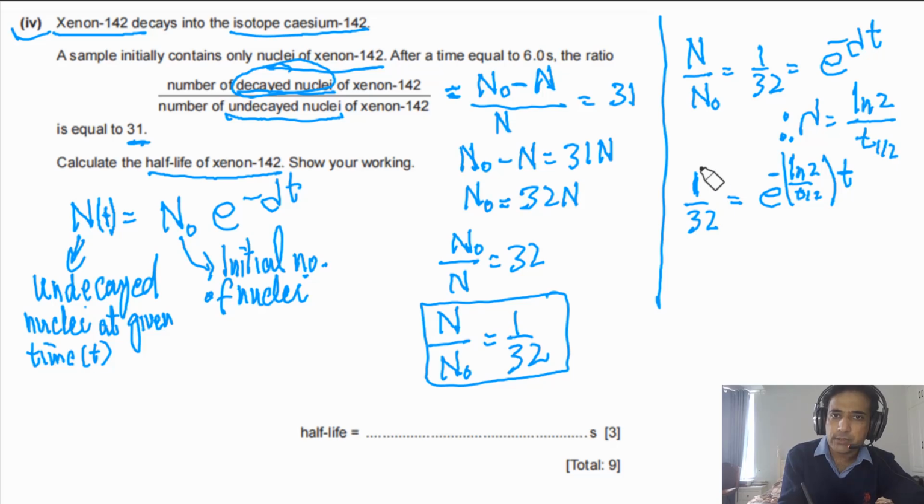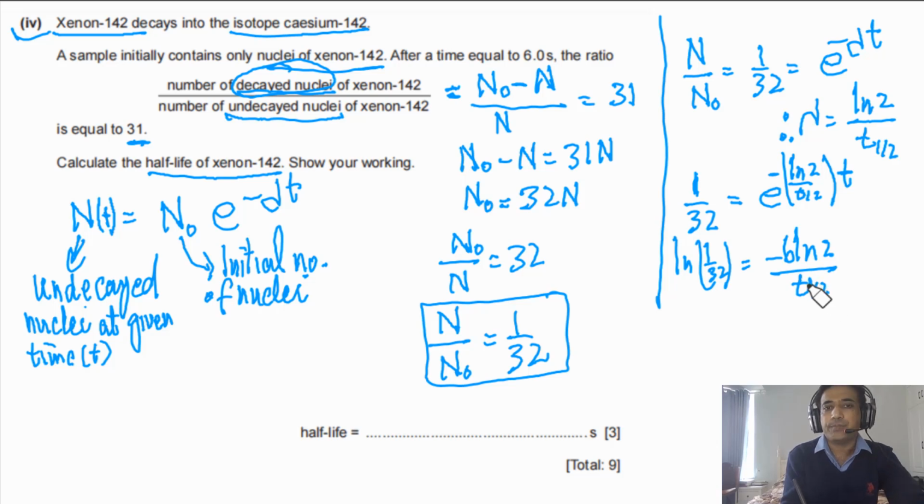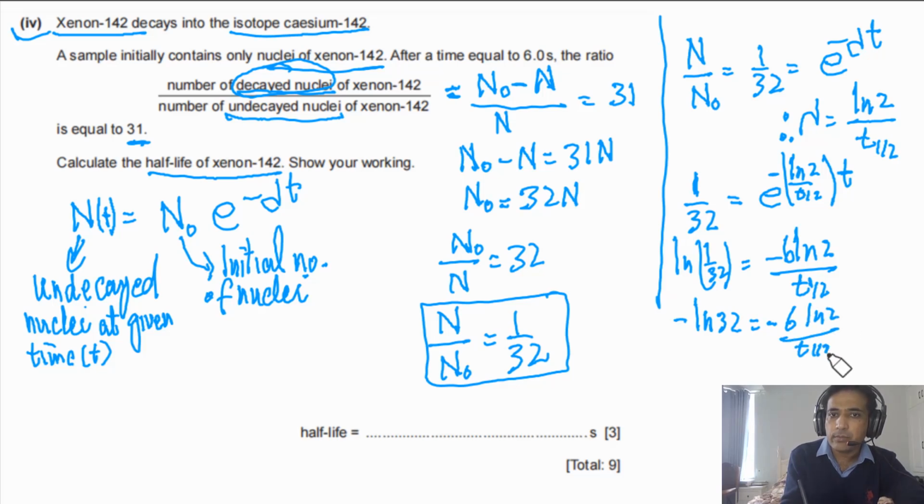Now if we take ln on both sides, here we have ln of 1 over 32, and if we take ln on the other side, ln of e cancels, so we will have minus 6 ln 2 divided by t1 by 2, the half-life. On this side we get ln of 1 over 32, and the power is minus 1, so minus 1 comes in front of ln, so we say minus ln 32 is equal to minus 6 ln 2 divided by t1 by 2, the half-life. Negative and negative will be cancelled.